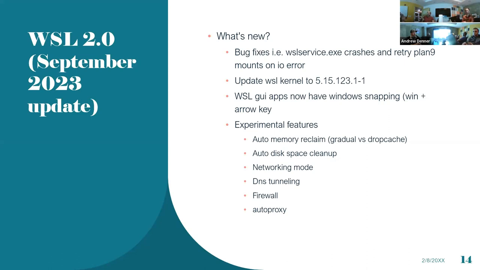So then you reboot, everything gets better. But the good news is they are still actively developing this, and they have fixed some of the problems. There's a whole big long list of them. But in this 2023 September update, they have fixed a bunch of the bugs where the WSL service.exe would just randomly crash. They also now, if Plan 9 file mounts have an IO error, will retry.